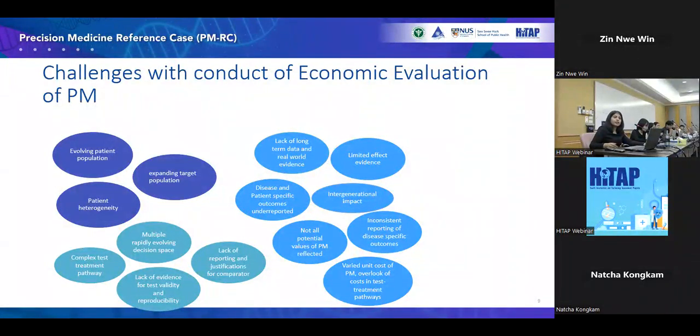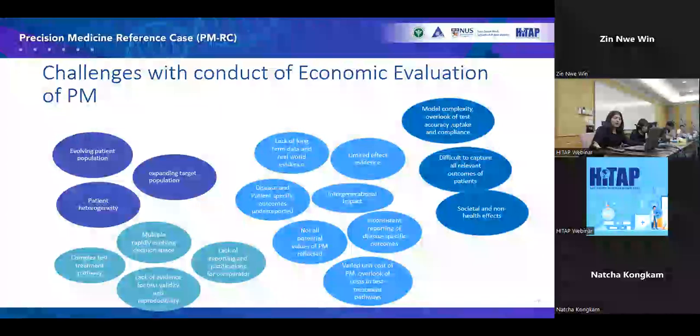Often the intergenerational effect of a precision medicine is not captured when conducting economic evaluation. And when we are looking at the costs, the value of precision medicine technology with unit cost is not measured, and we often overlook test treatment pathways and the costs that are associated with it.